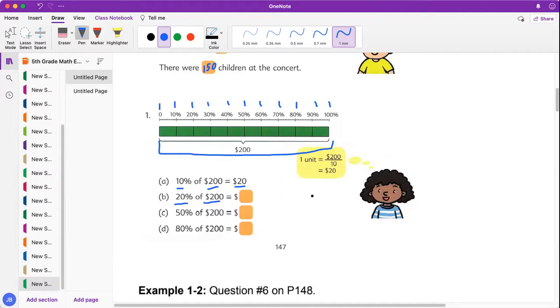Anyone want to try it? So here we would have 200, and then we would take it over 20. Oops. 20%. Did I do this wrong? Sorry.